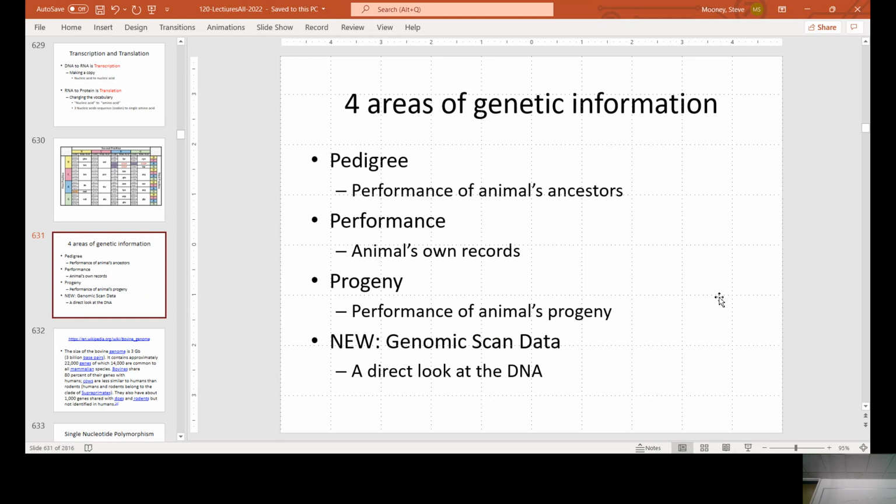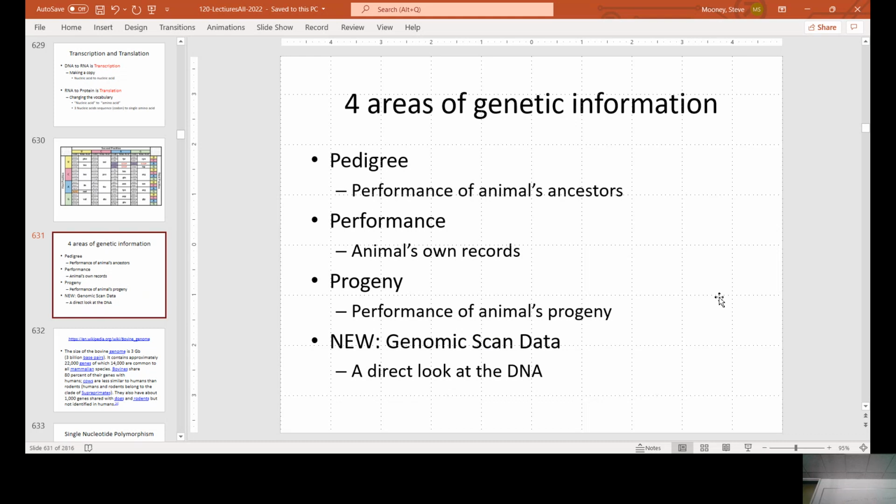Because in theory, all that can be passed from generation to generation is the DNA. Now, there are some arguments to that. There are some things that suggest that the performance of an animal here might affect the permanent environmental effects might go through the egg in some way, shape, or form, but we'll see how that goes through. With genomics, we're looking directly at the DNA.